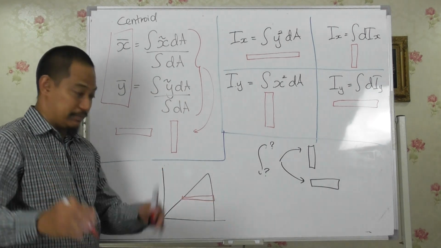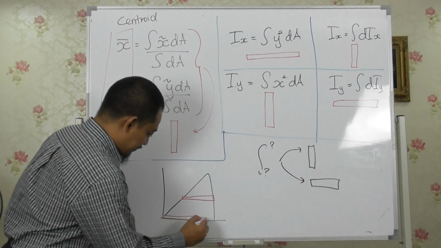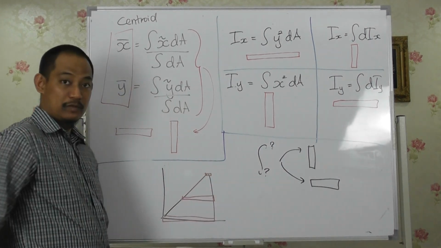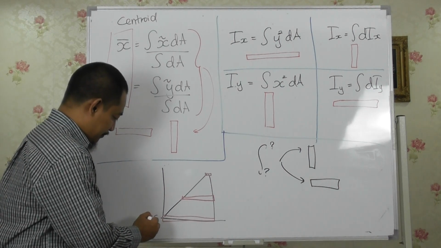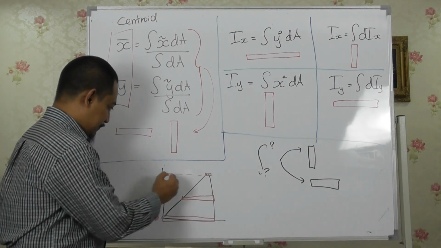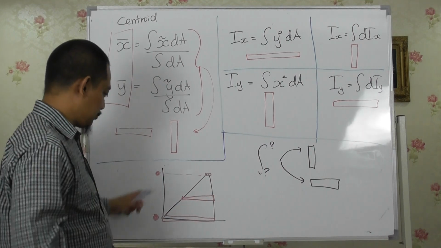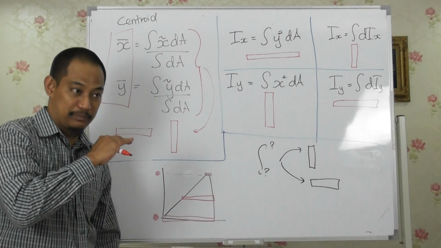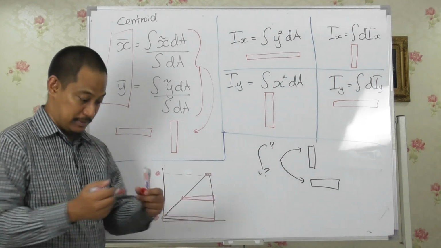Now, the limit will be, the first element is here, right? The last element is here. So the limit will be from here to here. So from 0 to something in this case, right? So that's how you understand it. It is based on the element.